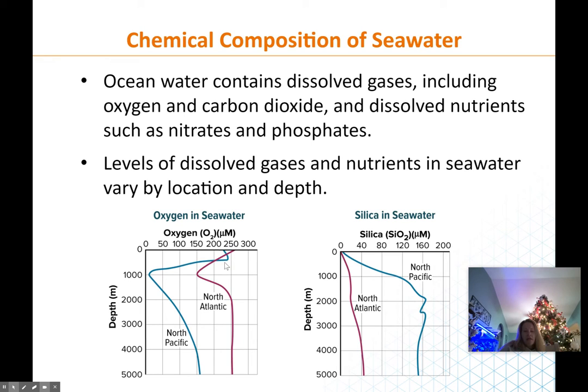So that's why it's high at the surface, but then drops dramatically. And so the North Pacific, as we go down in depth, it decreases dramatically in oxygen levels. And then the North Atlantic stays pretty steady. And then silica, we've got the North Atlantic versus the North Pacific. We've got quite a bit of silica, and this is basically from runoff. So in the North Pacific, we have more runoff from landmass than we do in the North Atlantic.